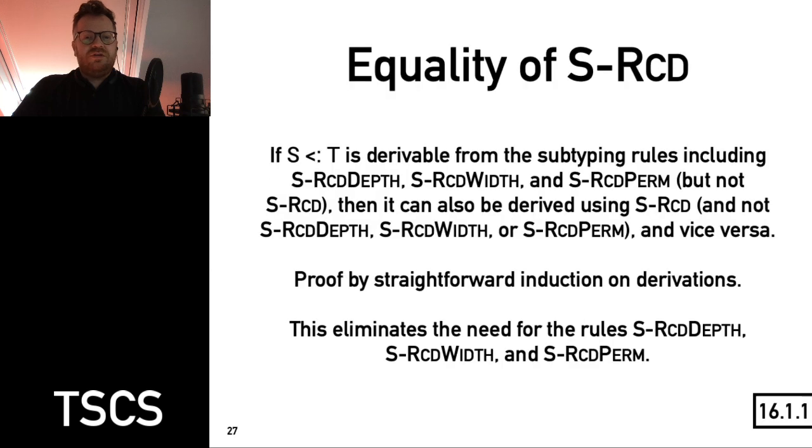Good. First, to show equality. That's what we talked about. We need to show that if there is a subtyping relationship S a subtype of T derivable from the subtyping rules, including sRCD depth, sRCD width, and sRCD perm, but not sRCD, then it can also be derived just using sRCD, but not sRCD depth, sRCD width, sRCD perm, and vice versa in both directions.